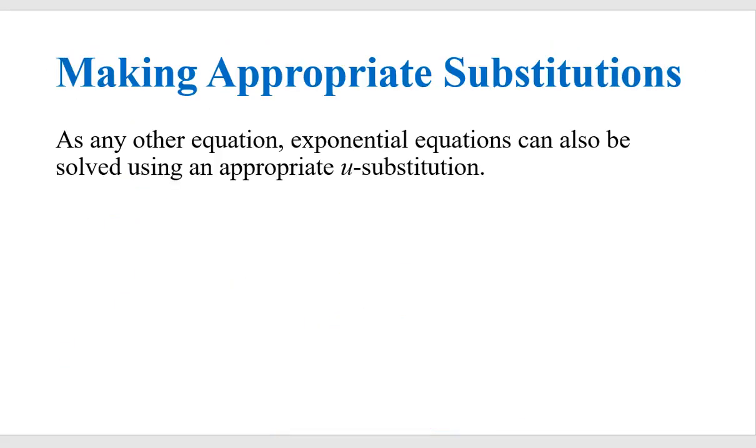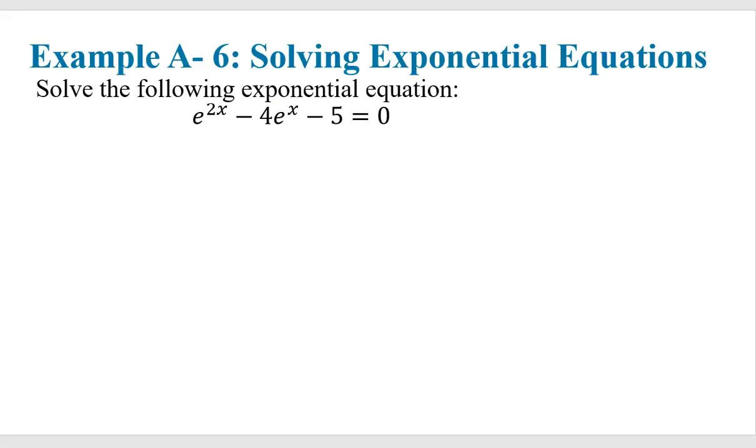All right, so when you are solving these exponentials, you also might be able to put in some u substitutions, and we have done u substitutions several times throughout this course. A u substitution example would be e to the 2x minus 4 times e to the x minus 5 equals 0. Looks very much like a quadratic, because it does have quadratic form. This is e to the x squared minus 4 times e to the x minus 5 equals 0.